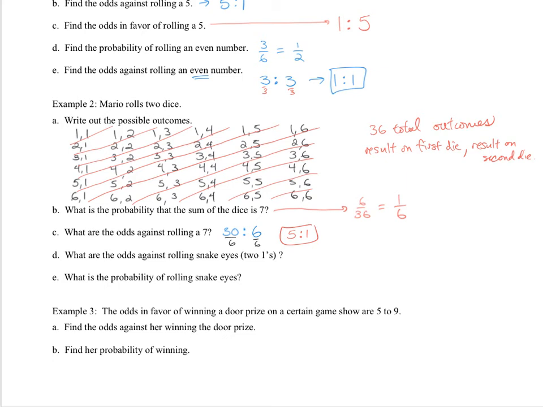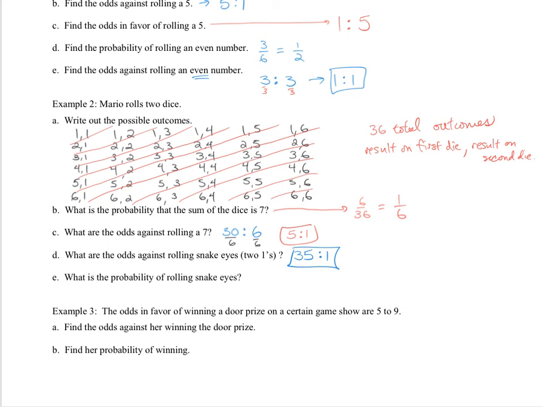All right, what are the odds against rolling snake eyes? So here, we want the number of outcomes that are not snake eyes. So everything except for this 1, 1, that is snake eyes. So there are 35 ways to roll something that isn't snake eyes, and there is 1 way to roll something that is snake eyes.